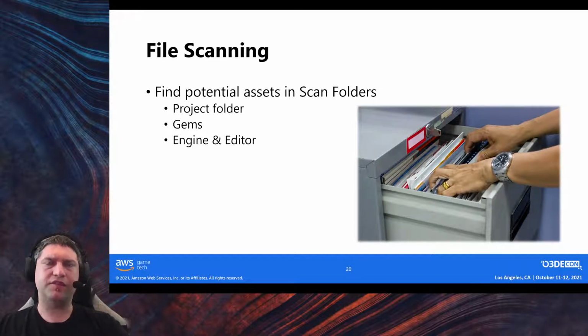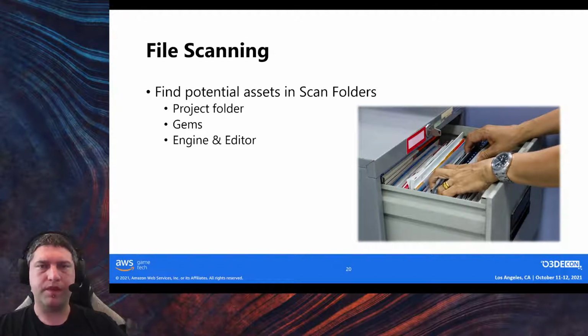The last place that source assets live by default are going to be the engine and editor folders, which is content that O3DE itself needs to run. So things like the default shaders used by the engine.